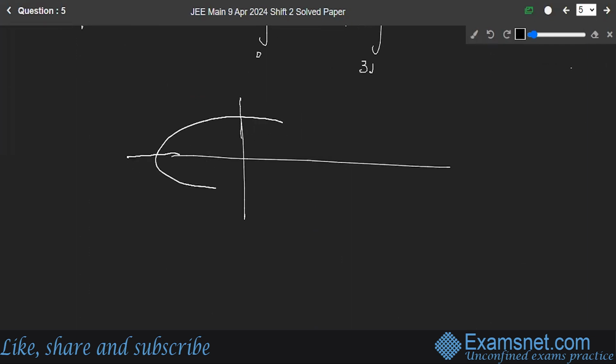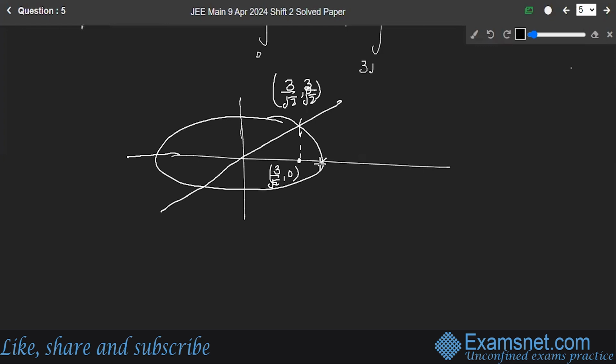This is your ellipse and this is your line, okay? This point was 3 upon root 2, 3 upon root 2. And similarly, this point will be 3 upon root 2, 0. And on solving, where the ellipse is touching the x-axis, this point is 3 root 2, 0. Okay, so now you have to find out this area of the shaded region and this area.